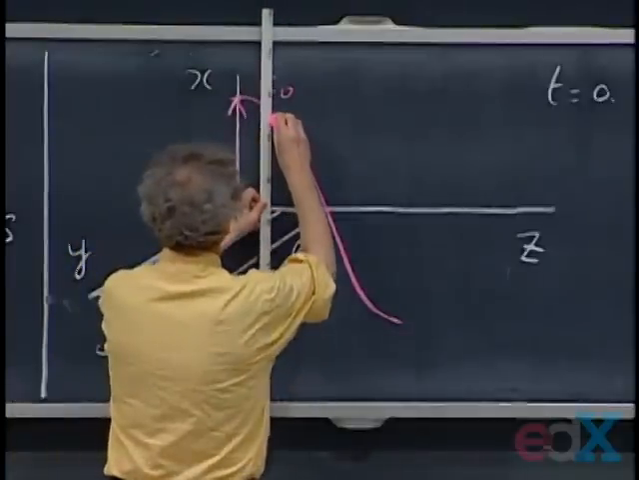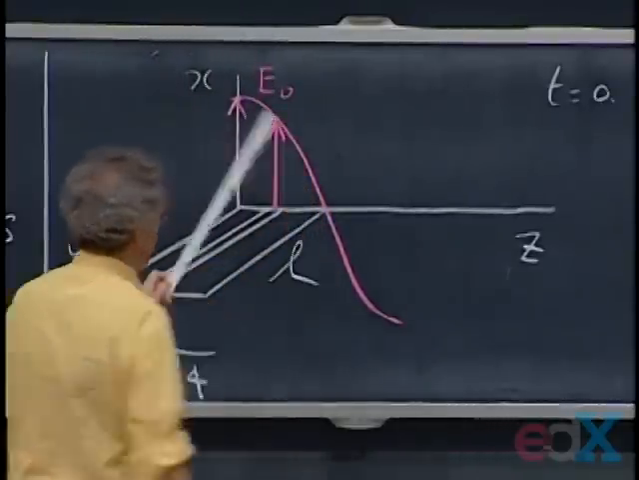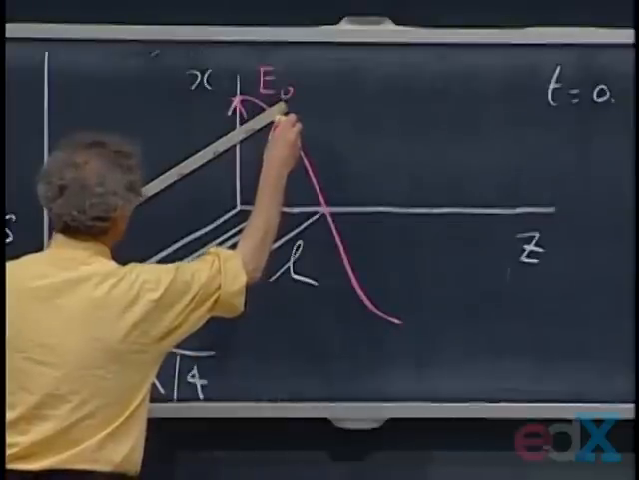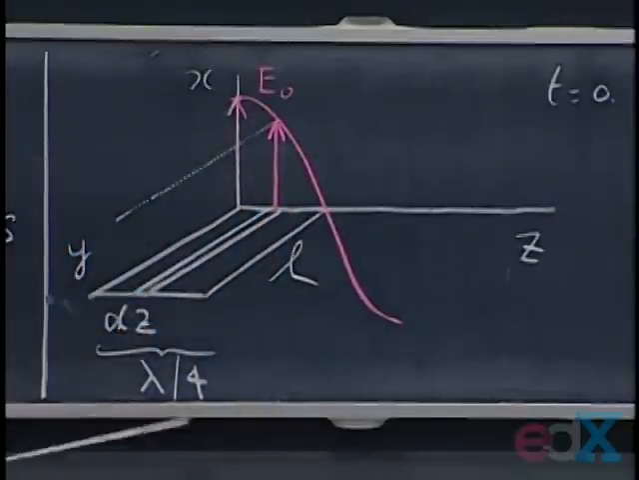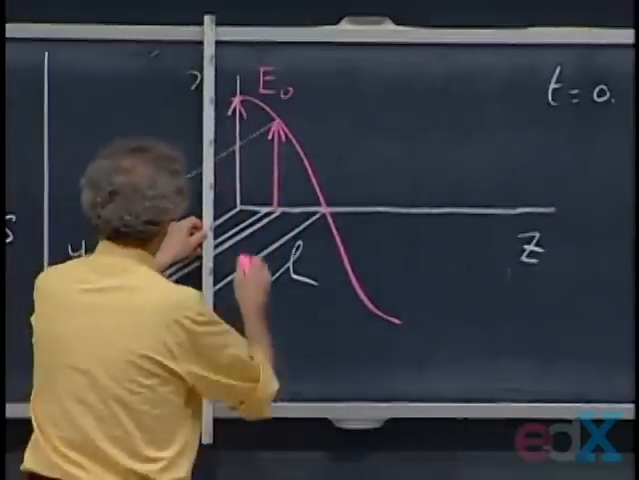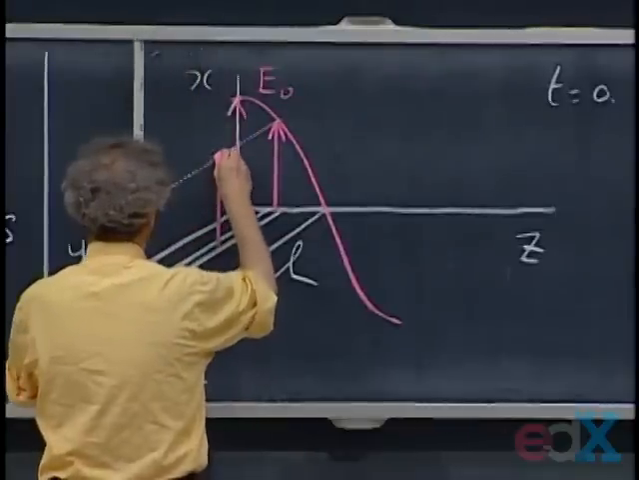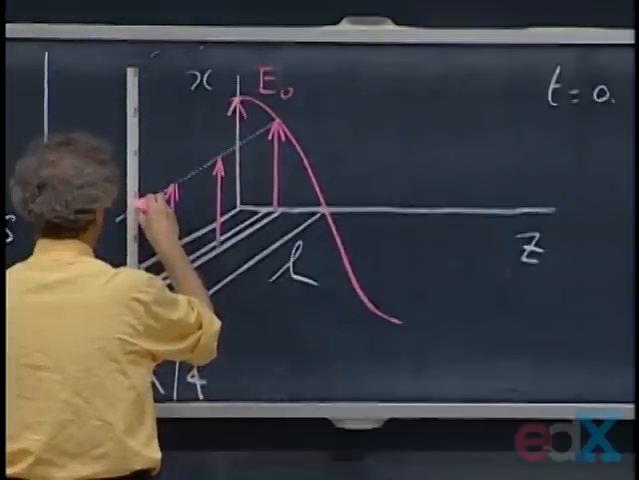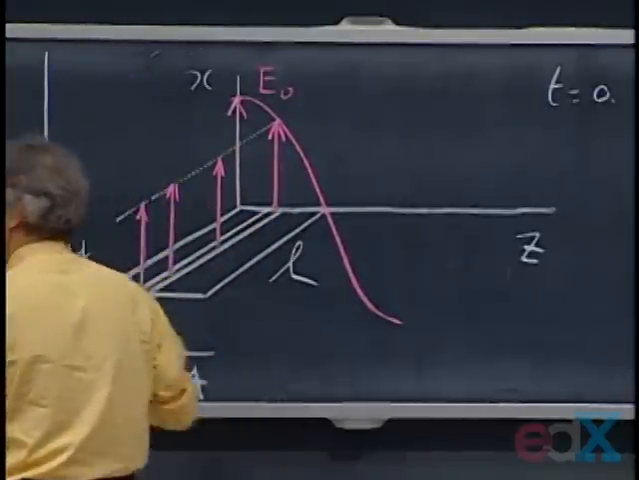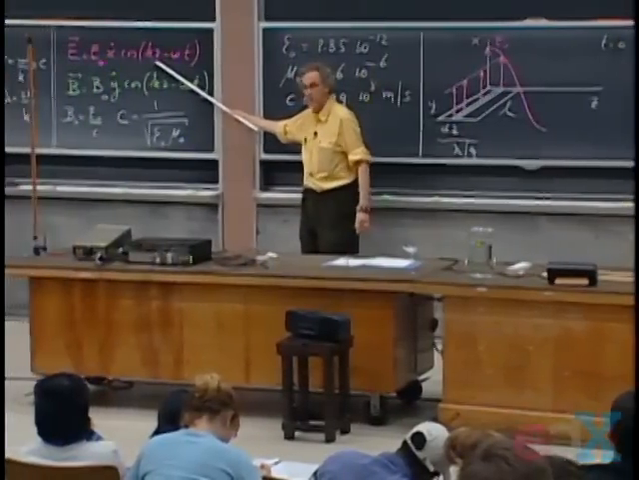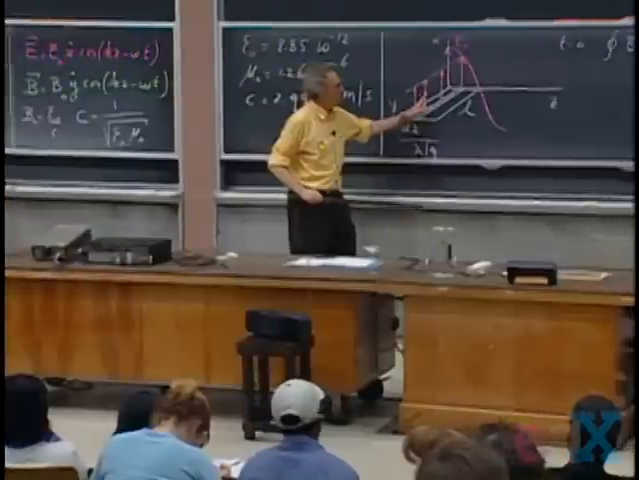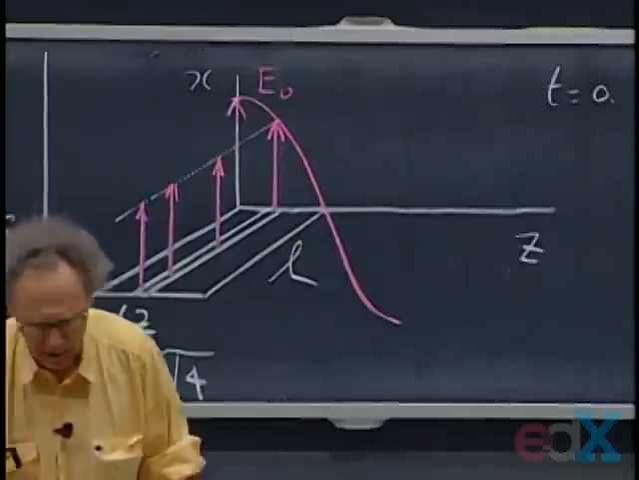Right here, the electric field has this value, and everywhere in that slice it has the same value because remember, it's a plane wave. So I will draw here a line parallel, and everywhere in that slice, the electric field has exactly this value. And that value is given by this equation. If you tell me what z is at time t equals 0, I know what that value is.